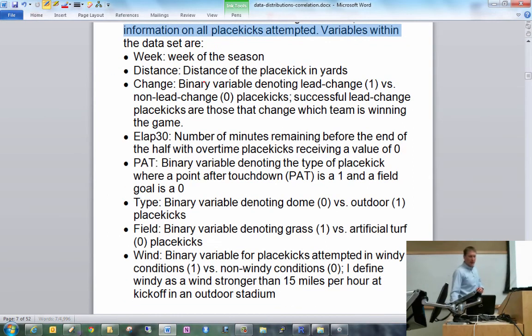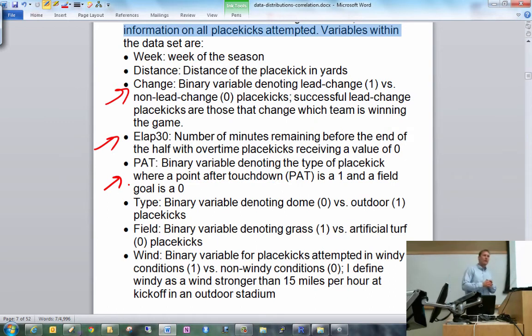And so some of the information that I collected on every place kick that was attempted was such as, well, the week of the season, the distance of the place kick in yards. A variable called change, which, and we'll talk more about this later on, basically was a measure of pressure. How much time is left to go in a particular half. Was the place kick what's called a point after touchdown or a field goal?